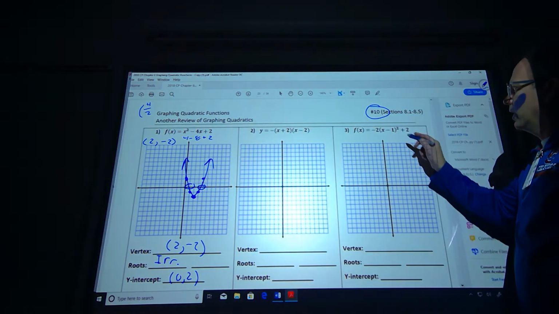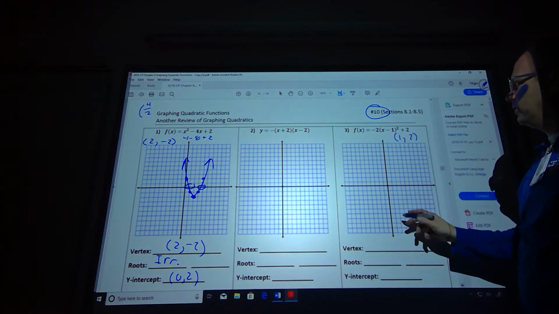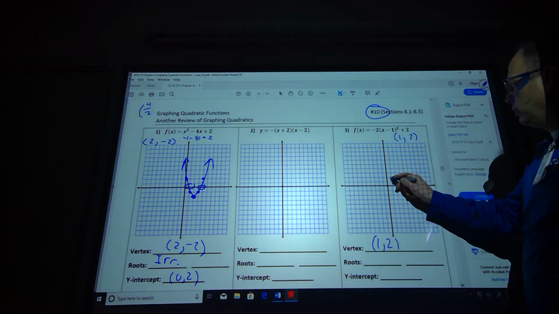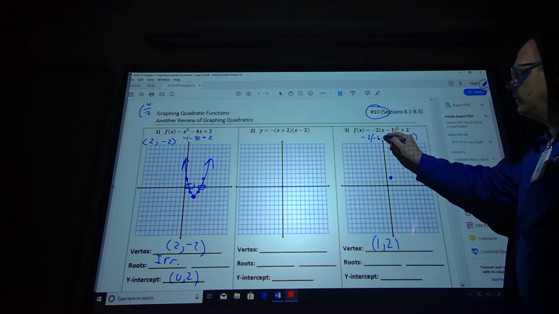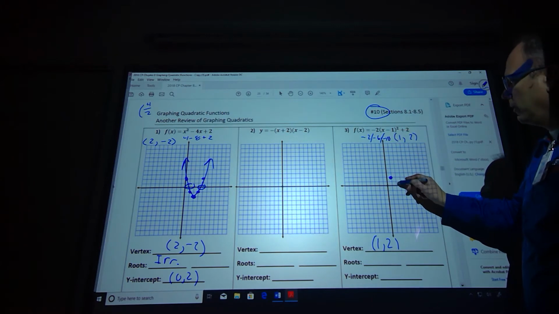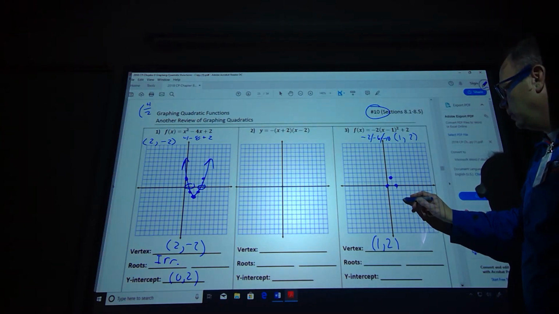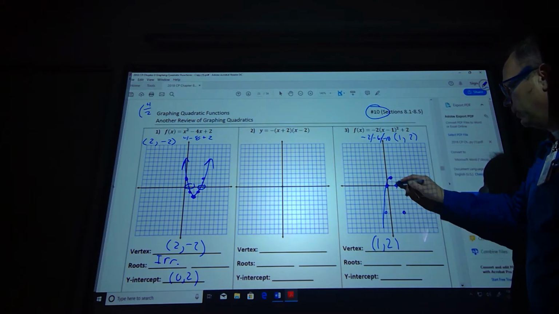Problem number 3 is in vertex form, so my vertex is going to be 1, 2, because it's opposite inside, same outside. So there's my vertex, 1, 2. It opens down. My pattern graph is going to work as negative 2, negative 6, negative 10. So right one down 2, left one down 2, right one down 6, left one down 6. I think we have enough information for that one.